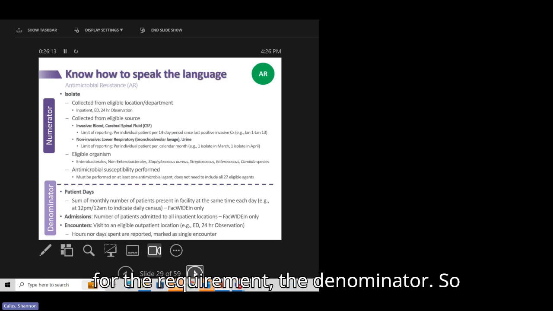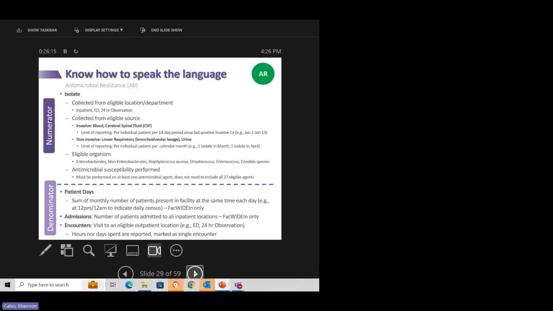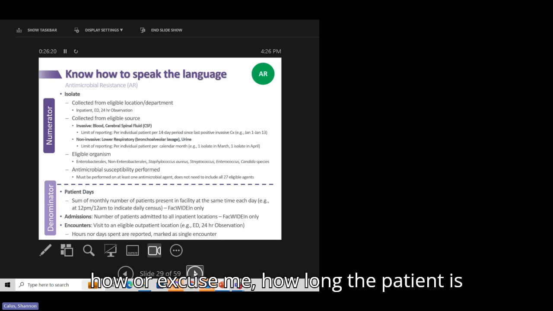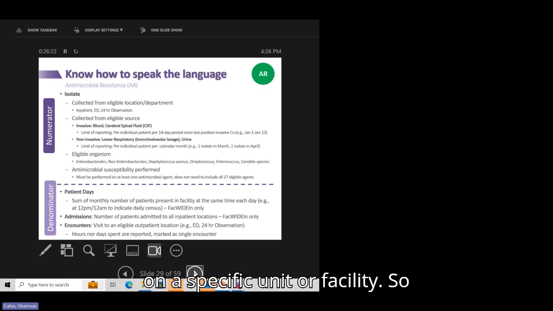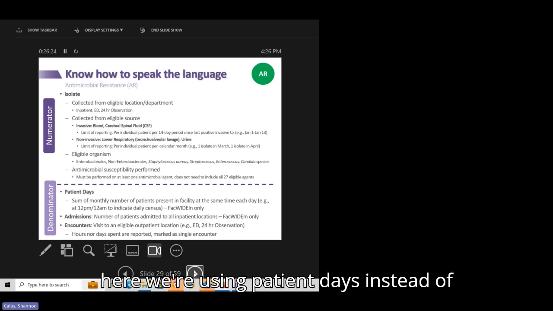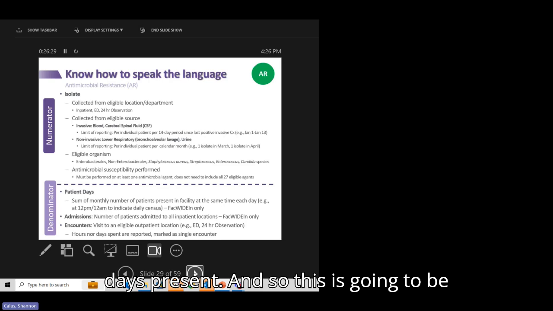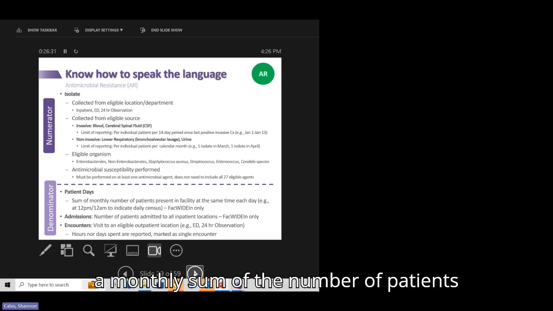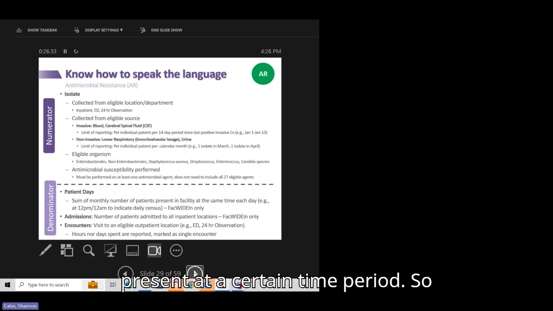The denominator has slightly different accounting for how long the patient is on a specific unit or facility. Here we're using patient days instead of days present. This is going to be a monthly sum of the number of patients present at a certain time period, whether it's, say, 12 p.m. or 12 a.m., whatever your hospital uses to measure that as part of the daily census. And this is performed at the facility-wide level only, so not department level.